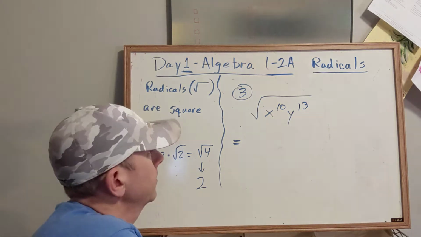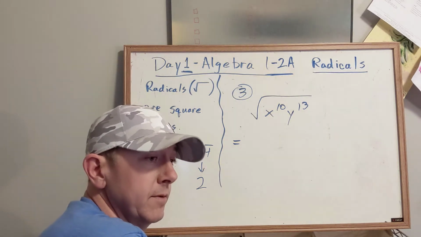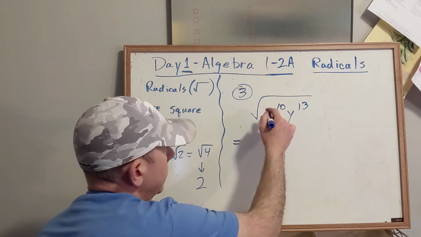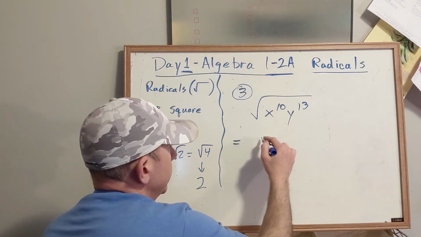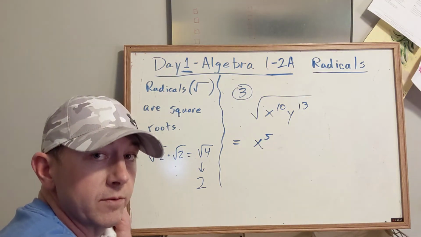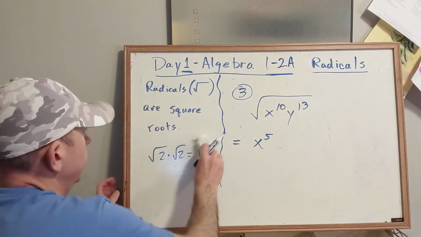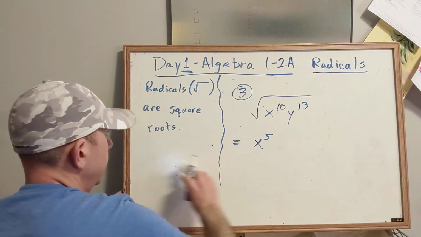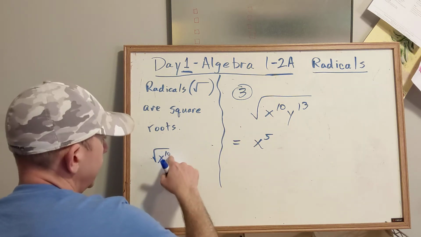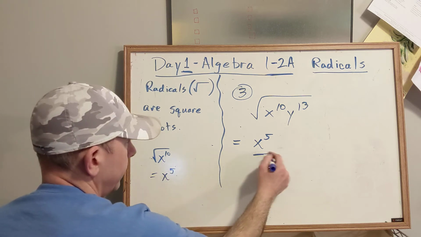But anyhow, when we take the square root with a variable, our rule is that we take half of the exponent. So x to the 10th is going to turn into x to the 5th. As long as it's even, we have a perfect square. So if we were to isolate just the x, that would be the square root of x to the 10th. We take half of whatever that number is, so we get x to the 5th. So that's where this comes from.